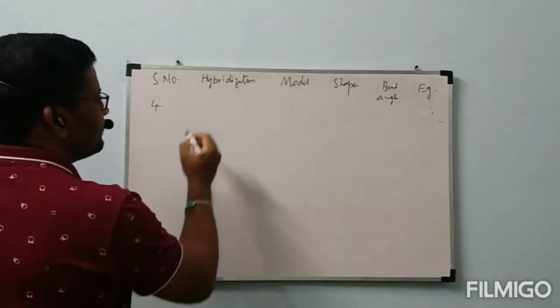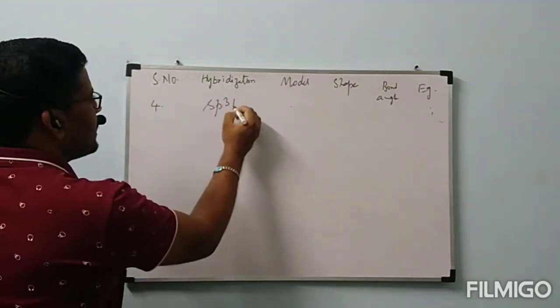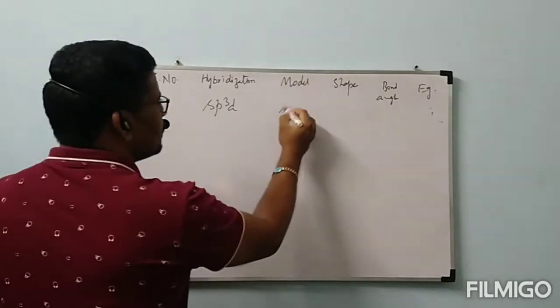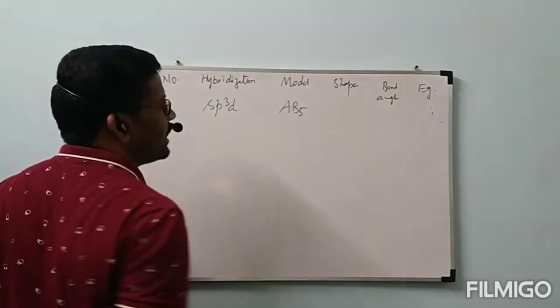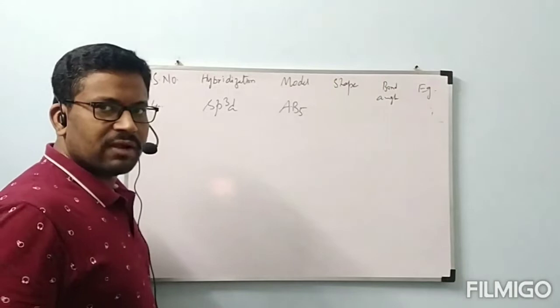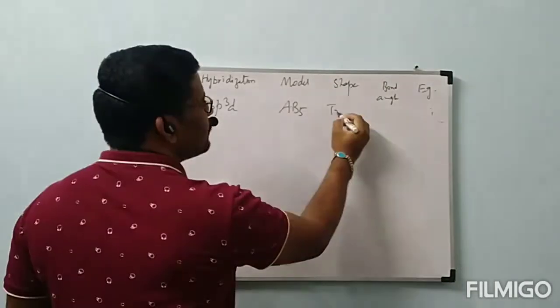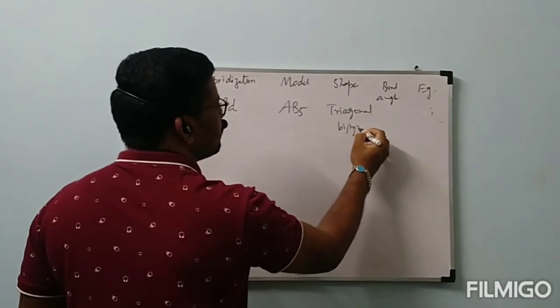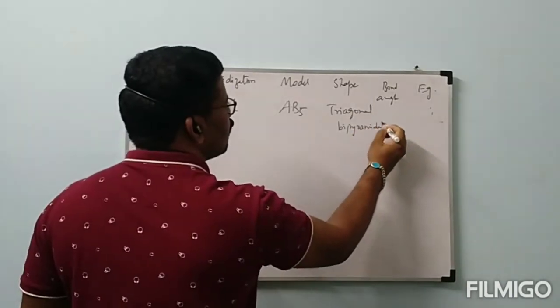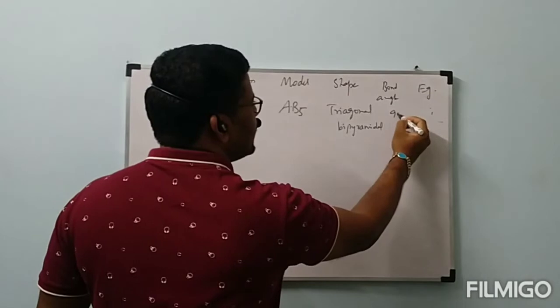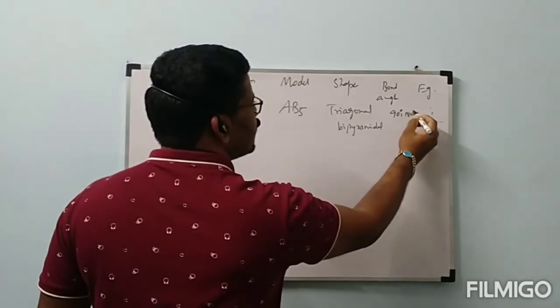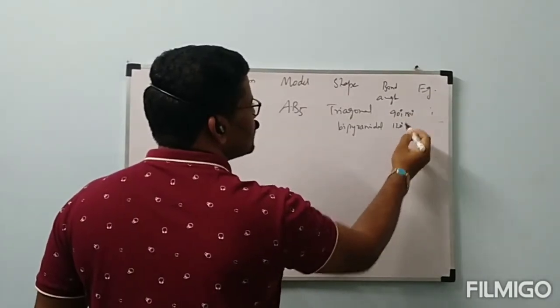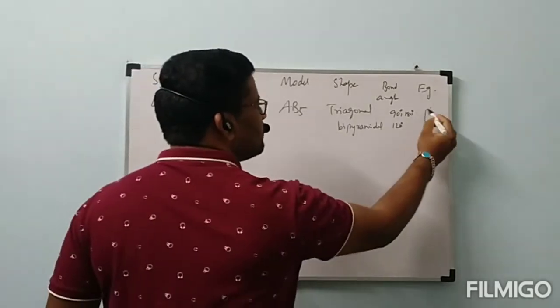Fourth one, sp3d hybridization model. All the 5 are bond pairs, AB5. If all the 5 are bond pairs, that is called trigonal bipyramidal. Bond angles 90 degrees, 180 degrees, 120 degrees. 3 bond angles are possible. Example PCl5.